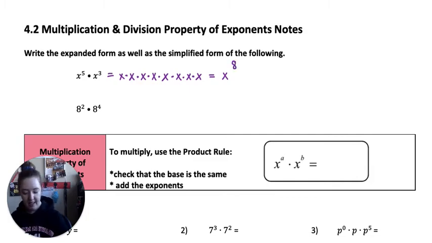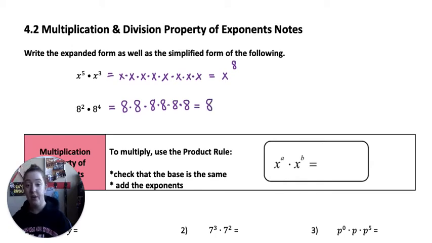On this next one, 8 squared means we're going to take 8 times 8. Then we need to multiply that by 8 to the fourth power, so that means 8 times 8 times 8 times 8. 8 multiplied by itself 4 times. So that means 8 is going to be multiplied by itself 6 times in all, because we have twice, and then 4. So what did I have to do with those exponents of 5 and 3 to get to 8, and 2 and 4 to get to 6? I have to add them, right?